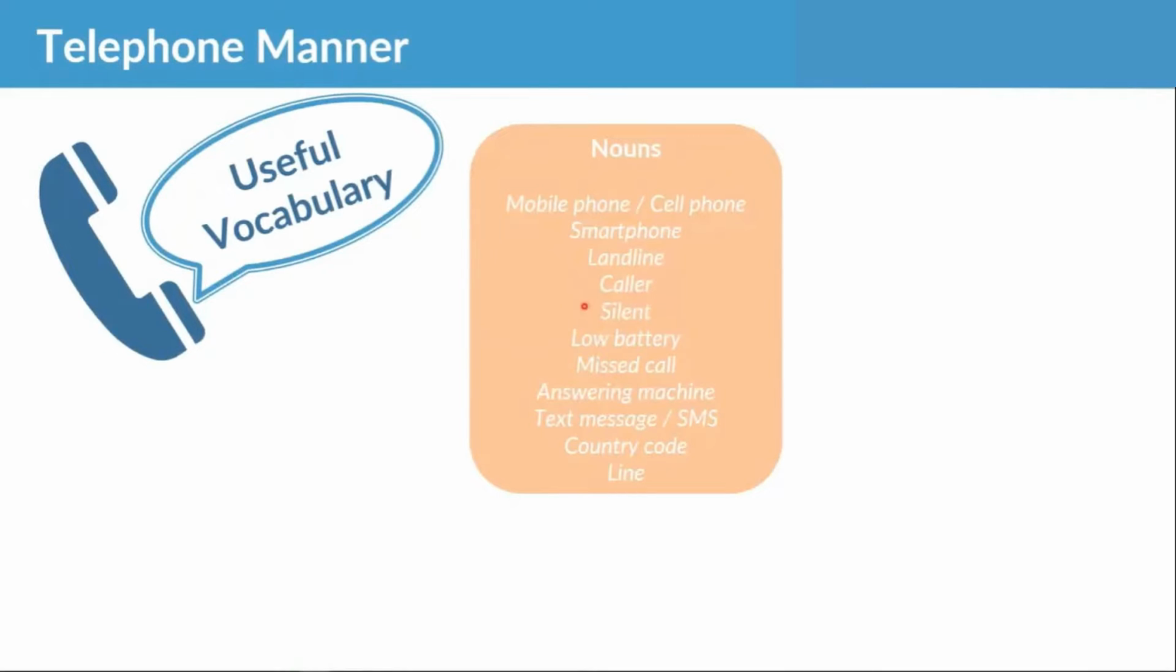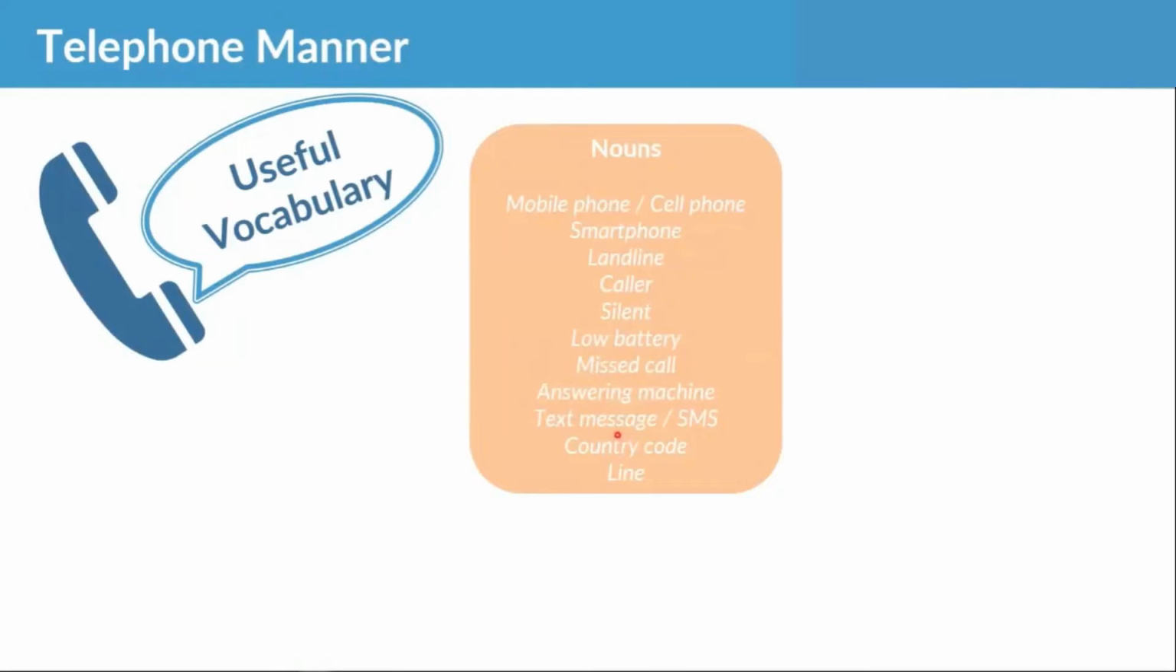Then we've got silent, which of course is the setting on your phone. So if you put your phone on silent, it does not make any noise. It doesn't ring, it doesn't make any loud noises. Low battery is of course when your phone has low battery. A missed call is when you do not pick up, when you do not answer a phone call. Answering machine or a voicemail is when your phone takes a message if you don't answer.